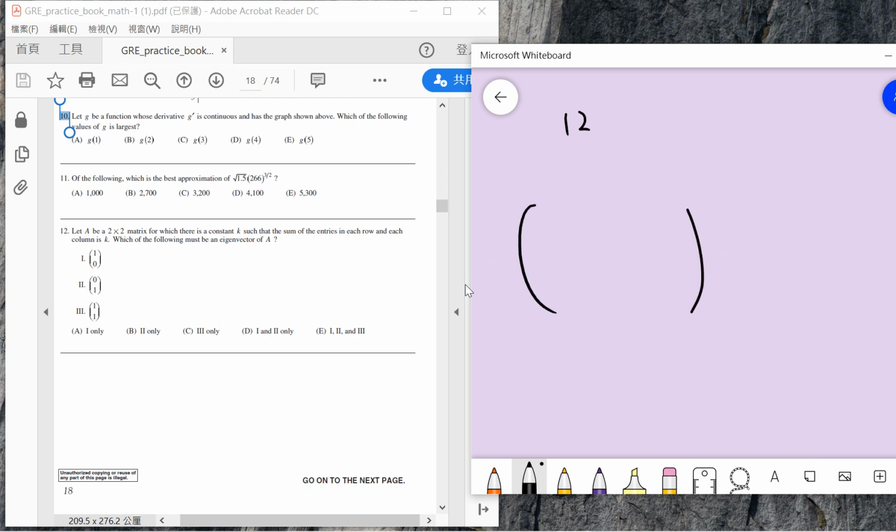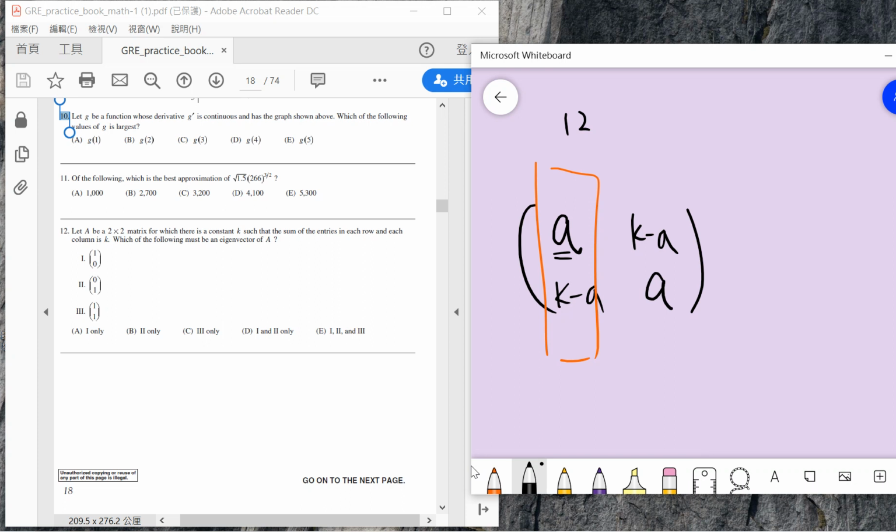Okay, 12. A 2 by 2 matrix, and there's a constant K such that the sum of the entries on each row and each column is K. So basically, suppose you let this be A, then this is K minus A. And then this is also K minus A, because the column sum and the row sum need to be K. So this is A.